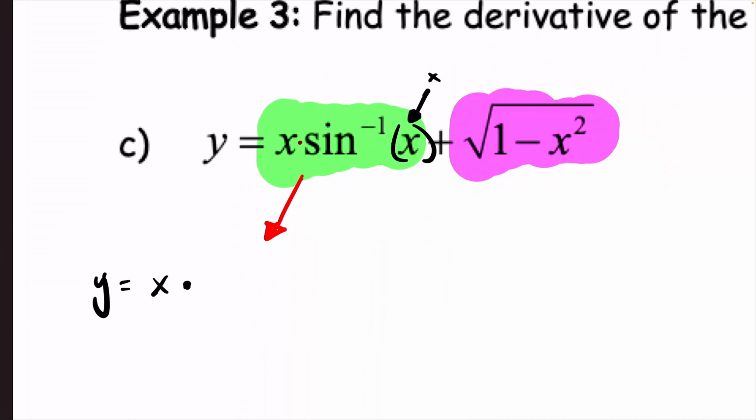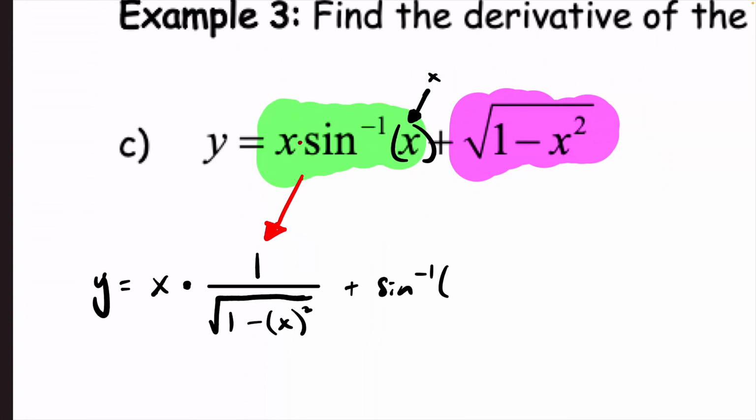Okay, so for this guy, what is going to be considered u? X. That's it, just x, right? So what's the derivative of u? 1. 1 minus x squared plus. Now the opposite, the derivative of x, 1 times the second. Okay, so this is the derivative of that guy there.